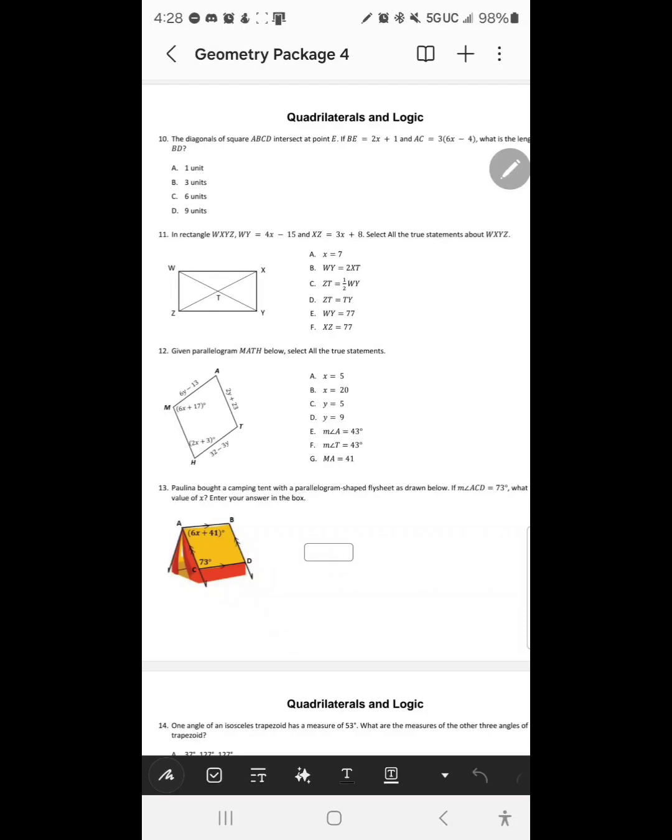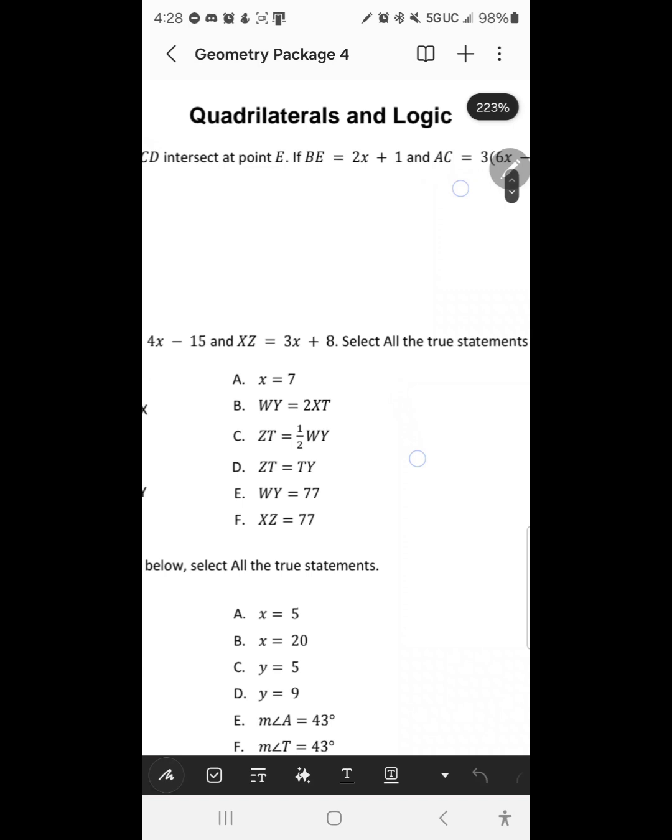We're here now near the end, so we better continue with this so we can finish on time. So let's do number 10. The diagonals of a square ABCD intersect at point E.